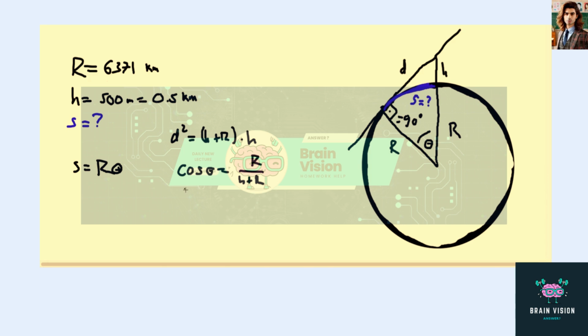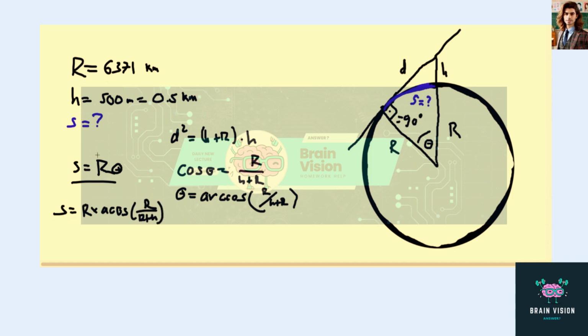We can invert this relation to find that theta is equal to the arccos of r over h plus r. So this is the value for the angle theta. And now just putting this into the formula over here for the arc length, we find that s is equal to r times, let me just abbreviate arccos to acos, r times acos of r over r plus h.